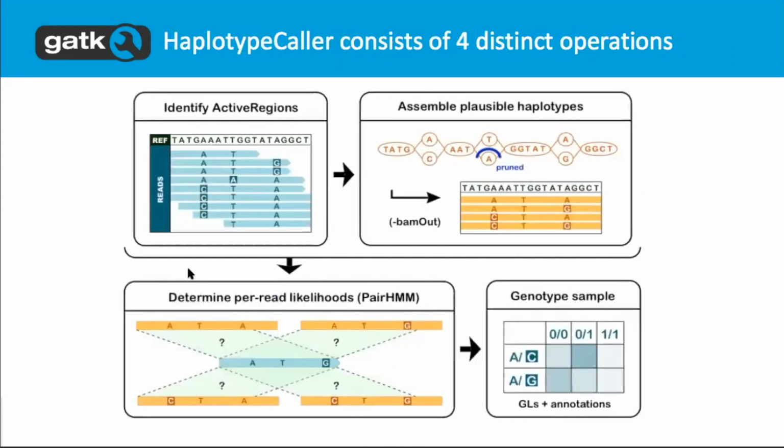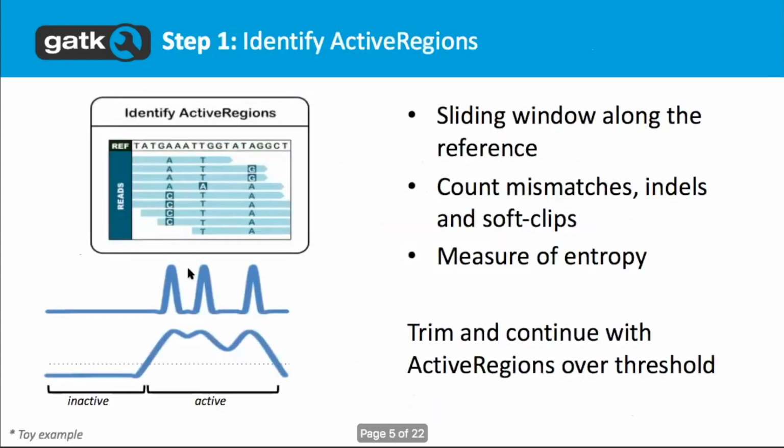All right, so I just walked through that. Identifying active regions, how does that work? We're going to take a sliding window, meaning say we're looking at a certain length of sequence. Say it's 200 base pairs, 500 base pairs. I forget the exact setting by default. But you're looking at a certain length of sequence, and kind of as you go, recording how many events you have within that length. We're counting how many mismatches we have, how many indels, and how many soft clips.